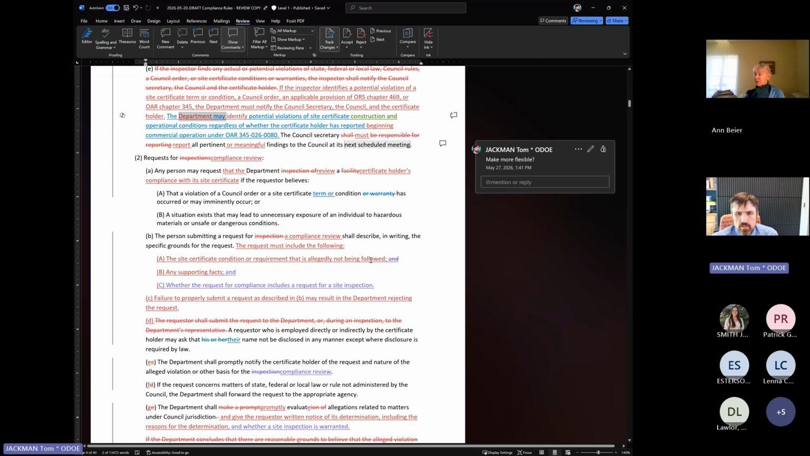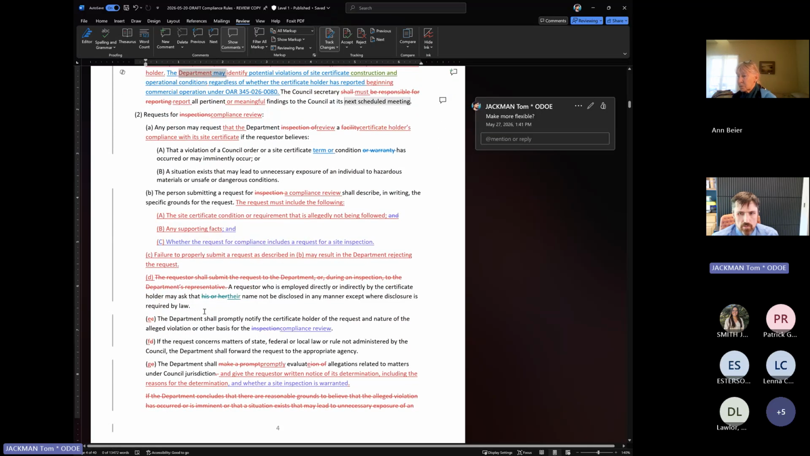So this next bit here is pretty, I don't want to say cut and dry, but pretty straightforward. There's just some direction here to those who want to submit what we're now calling a request for a compliance review, which was previously called a request for inspection. A complaint from a member of the public wouldn't necessarily result in an inspection, but it might result in a compliance review, depending on what's submitted. So we're cleaning that language up, just to be consistent and clear about what people have the ability to actually request, and under what circumstances the department would actually engage in an inspection.